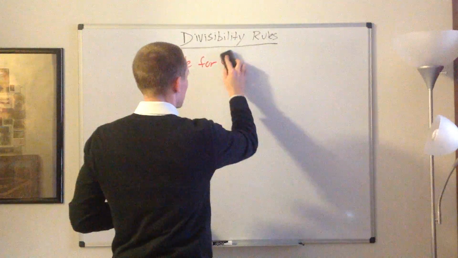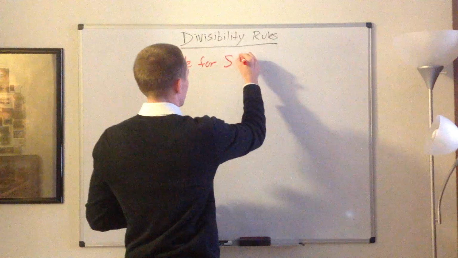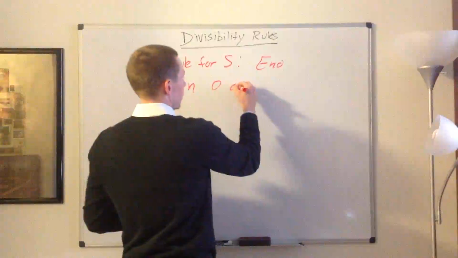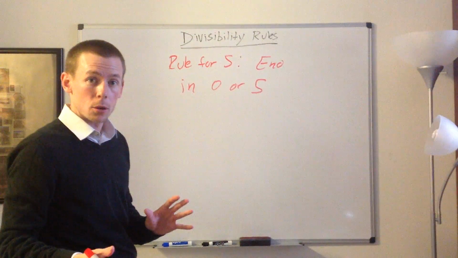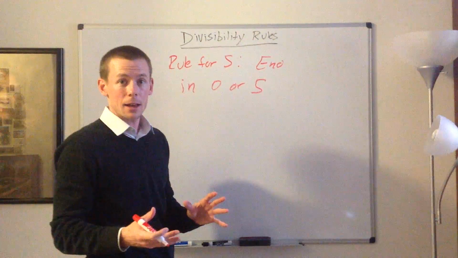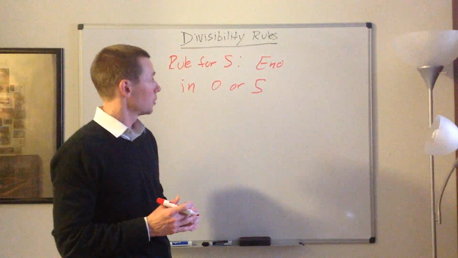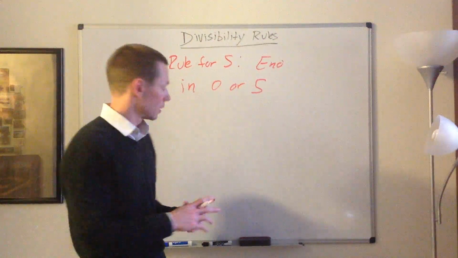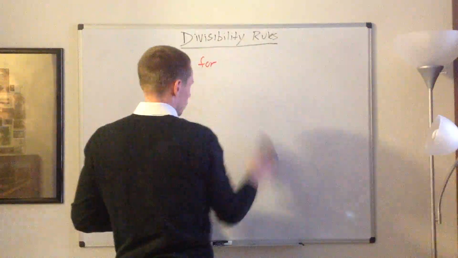Now 5 and 10 I'm going to do kind of quickly. For 5, the number must end in 0 or 5. If a number ends in 0 or 5, then 5 will go into it. So like 525 or 430, those end in a 5 and a 0, 5 would go into it. And for 10, if the number ends in a 0, then 10 will go into it.